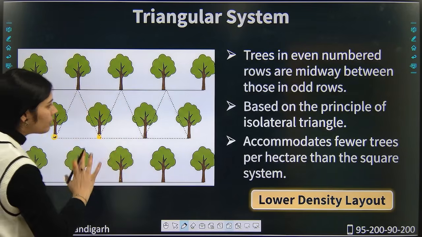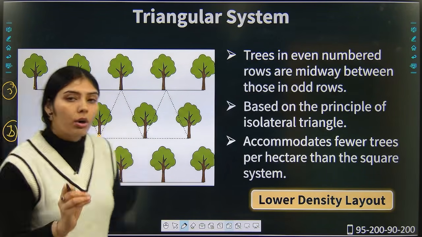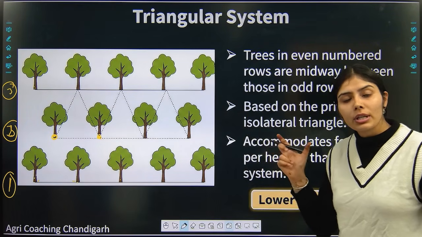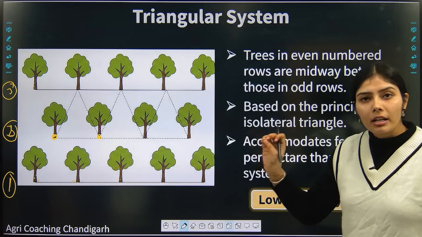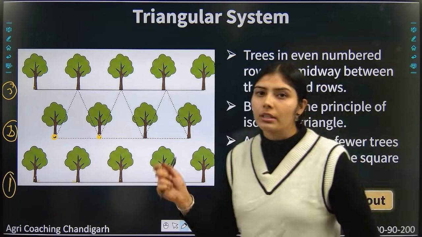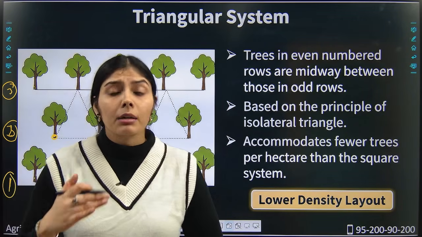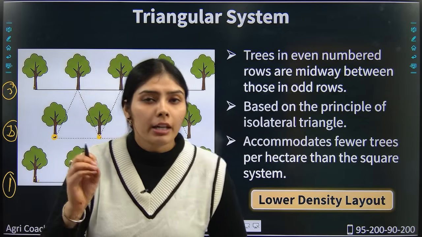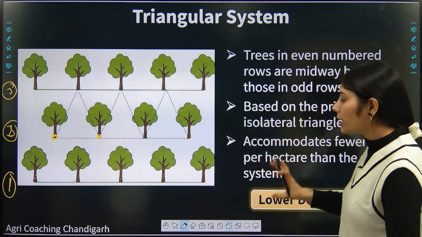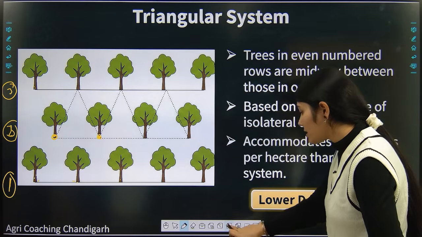So the trees in the even numbered rows are midway between the odd numbered rows. And this triangular system of planting is based on the isosceles triangle. Isosceles triangle means that two sides of the triangle are the same and one side will be different. That is the main basis of the isosceles triangle. Again, it will accommodate comparatively fewer plants, approximately 11% fewer plants as compared to the square system. Okay, and each plant will also get more area as compared to the square system.